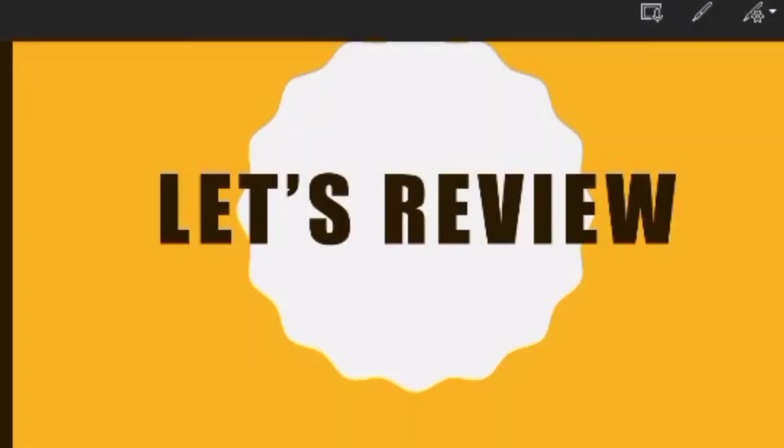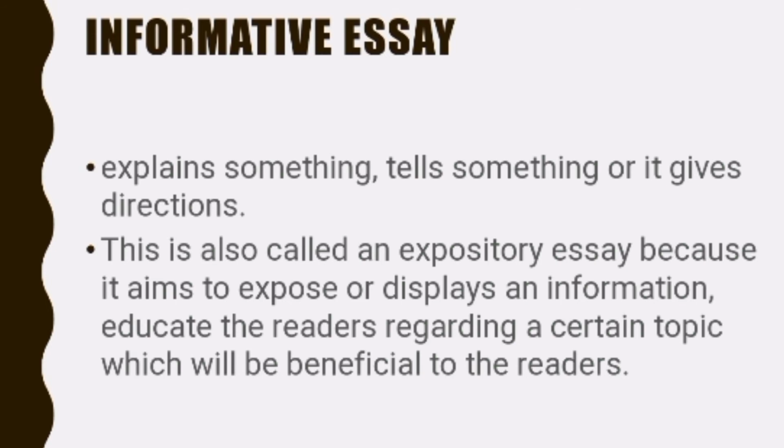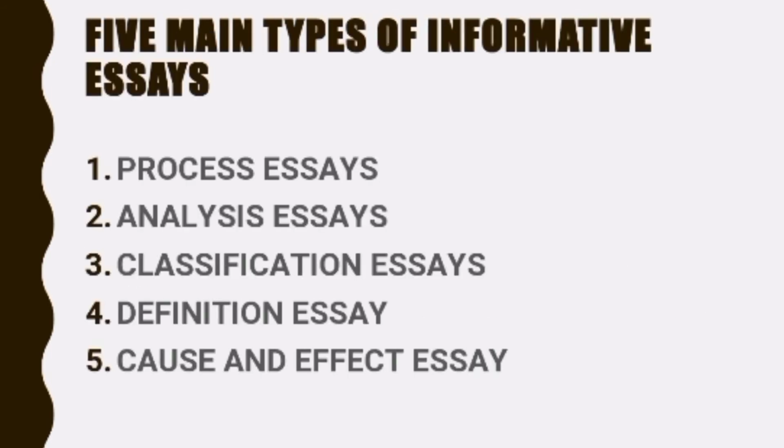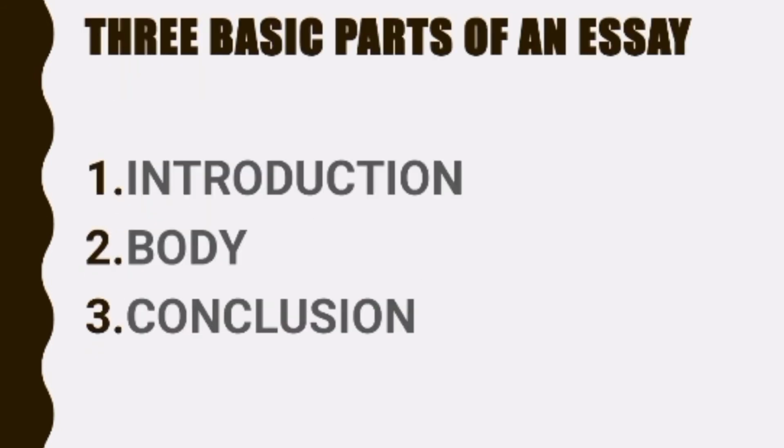Let's review. Informative essay. Explains something, tells something, or it gives directions. This is also called an expository essay because it aims to expose or display some information, educate the readers regarding a certain topic, which will be beneficial to the readers. 5 main types of informative essay: process essay, analysis essay, classification essay, definition essay, cause and effect essay. 3 basic parts of an essay: introduction, body, conclusion.